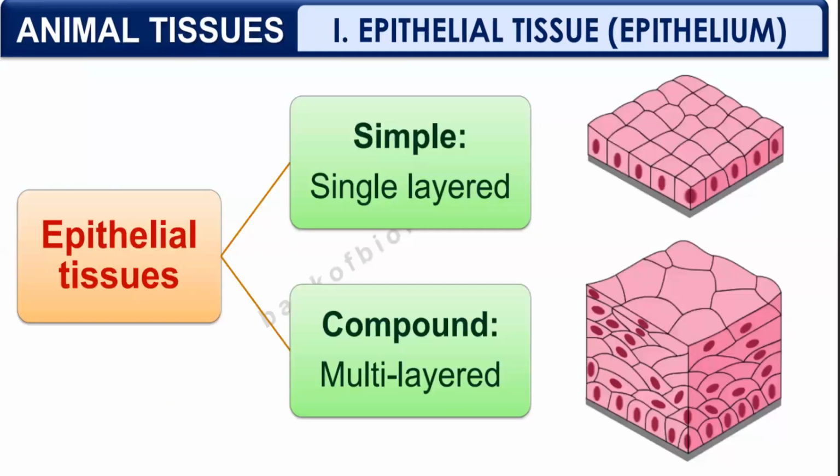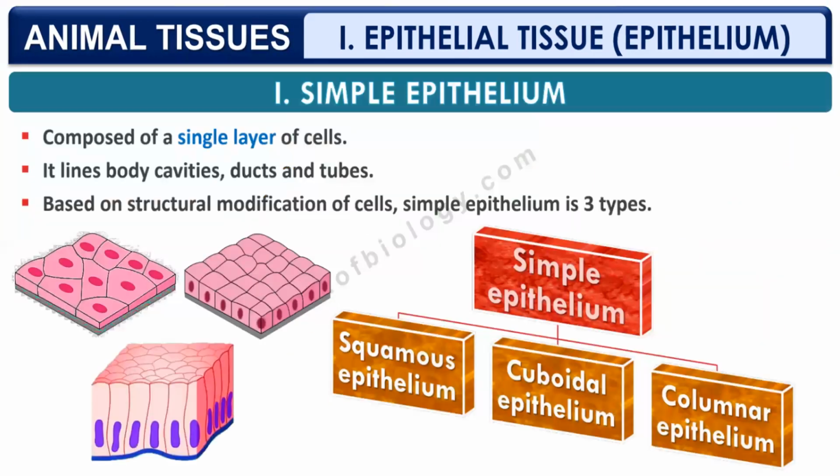Next, epithelium can be simple or compound or complex. Simple means it will be a single layer. Complex or compound will be multi-layered. Later you'll write down: simple epithelium is composed of a single layer of cells. You can see here, this is a single layer, single layer, single layer.